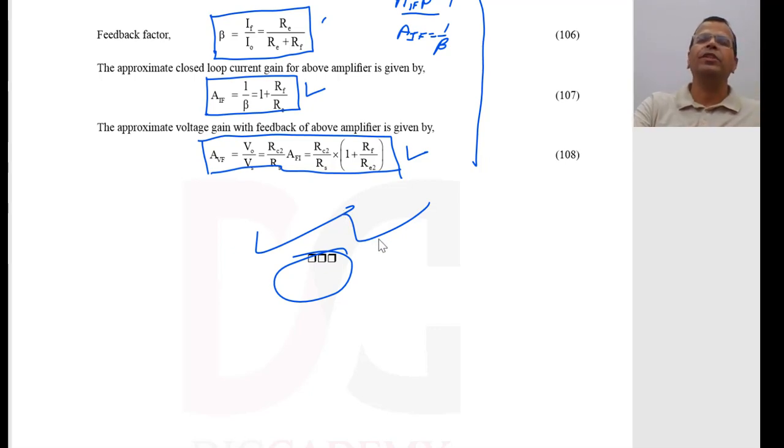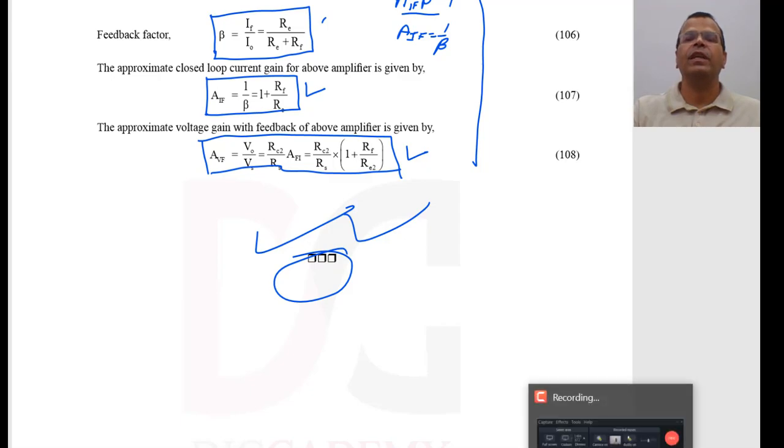So that finishes your feedback amplifiers. In next video, I will start with the next chapter, that is the basic building block of operational amplifiers. And what is the basic building block of operational amplifier? That is differential amplifier. So we will start with differential amplifier in my next video. So wait for my next video.